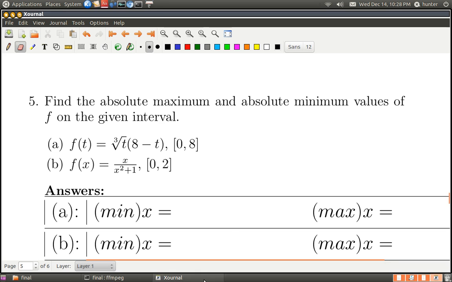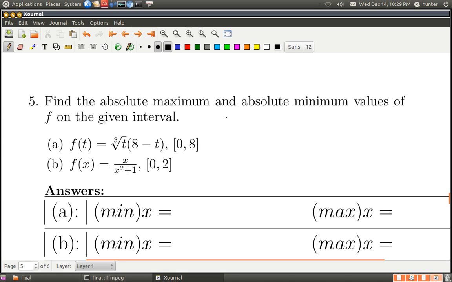Okay, let's do problem 5 on the practice exam. We're using the closed interval method to find the absolute max and absolute min of a continuous function. And so, long story short, we are taking some derivatives and setting them equal to 0. So let's just do that first. If you want to look in the book and see the outline for the closed interval method, you might want to pause the video and do that now.